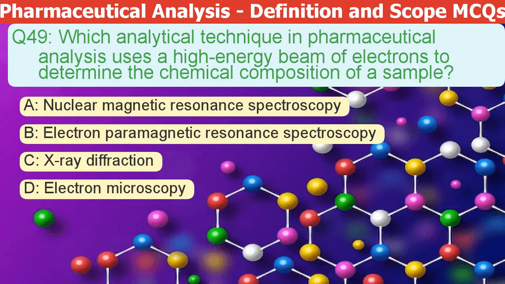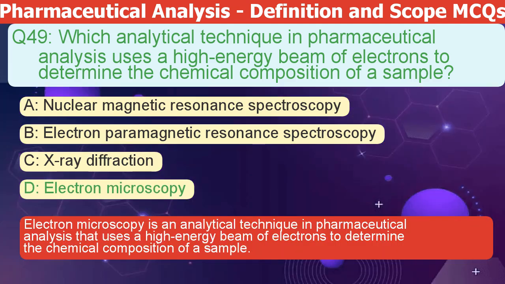Which analytical technique in pharmaceutical analysis uses a high-energy beam of electrons to determine the chemical composition of a sample? A. Nuclear magnetic resonance spectroscopy. B. Electron paramagnetic resonance spectroscopy. C. X-ray diffraction. D. Electron microscopy. The correct answer is D. Electron microscopy is an analytical technique in pharmaceutical analysis that uses a high-energy beam of electrons to determine the chemical composition of a sample.